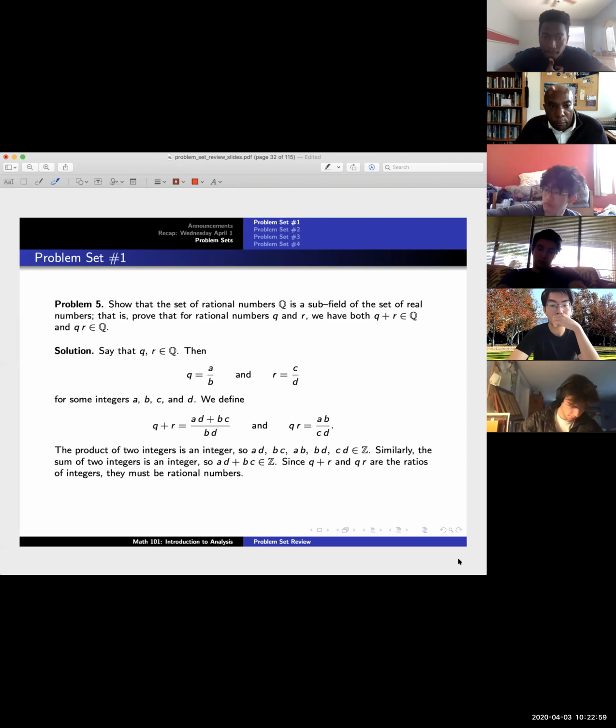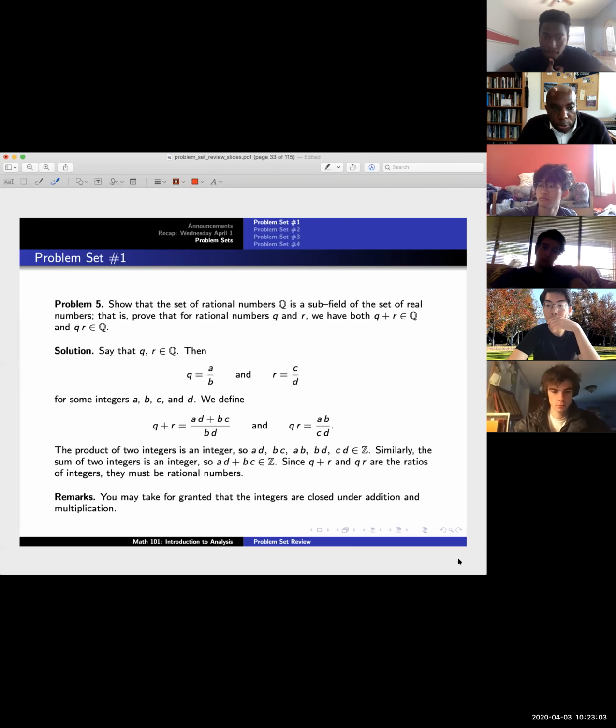So again, problem 5 really was saying look at the definitions. You can take it for granted that the integers are closed under addition and multiplication. You don't have to prove those because we're just taking those for granted here in this class. So again, we didn't quite do problem 5 in class, but I know that I did this for several of you during office hours. Okay, so any questions on this one?